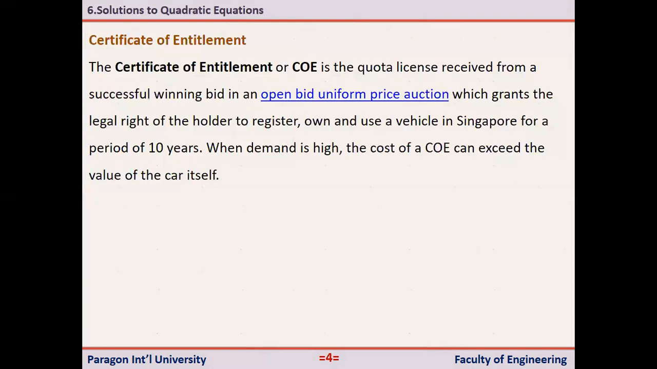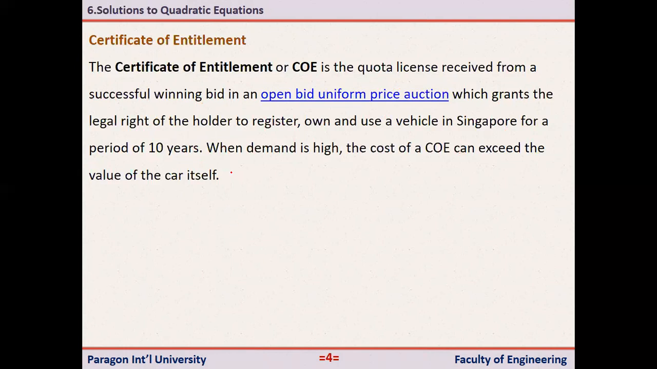Before moving to our second example, let's get some information. We are going to use this term in the second example: certificate of entitlement. I took this from Wikipedia. The certificate of entitlement, or COE, is a quota license received from a successful winning bid in an open bid uniform price auction, which grants the legal right of the holder to register, own, or use a vehicle in Singapore for a period of 10 years. When demand is high, the cost of a COE can exceed the value of the car itself.